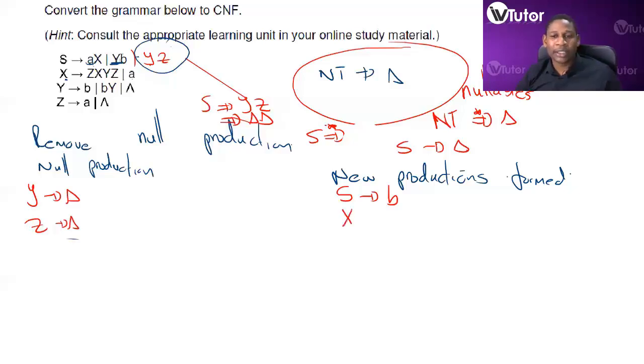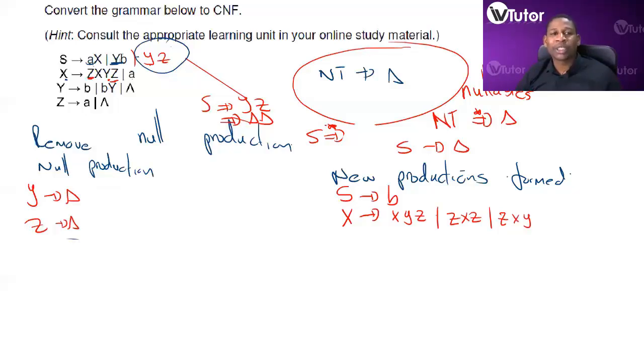Now for X, we've got X going to ZYZ. So if this first Z goes to null, we've got X going to YZ. Or if this Y goes to null, we've got ZZ. Or if this last Z goes to null, we've got ZY. All right. So we have terminated individually the nulls, this Z, this Y, and that Z.